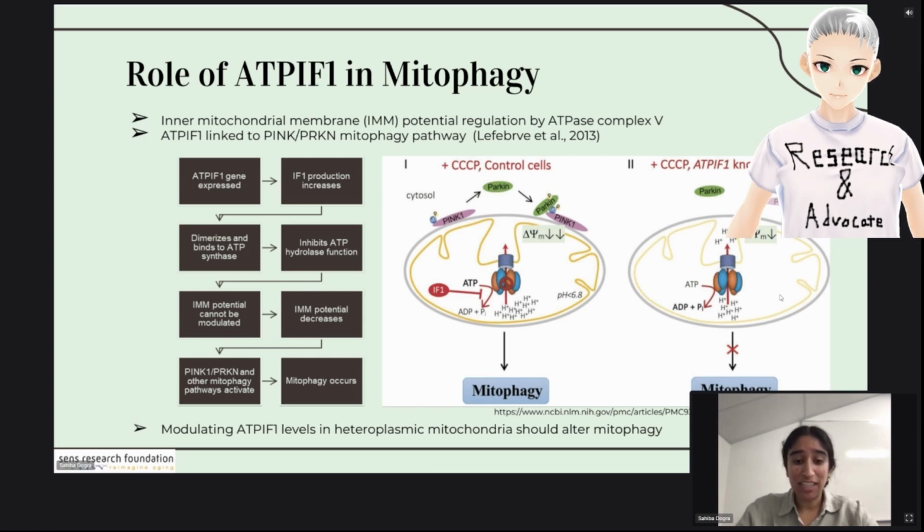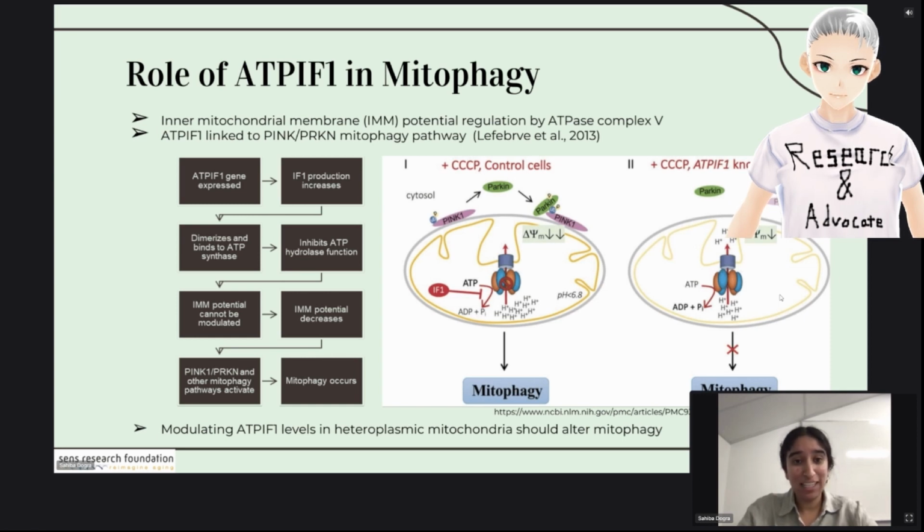So without this hydrolase component, a stressed or dysfunctional mitochondria would not be able to stabilize itself and would undergo mitophagy. However, healthy mitochondria would still be able to function without the stabilizing properties because they would rarely be destabilized in the first place. So the protein we're looking at, ATPIF1, inhibits this hydrolase component of ATPase complex 5.